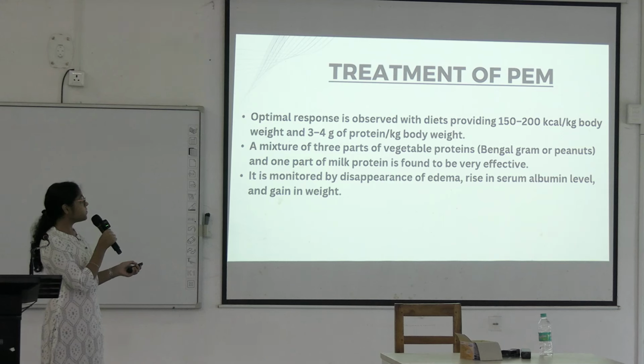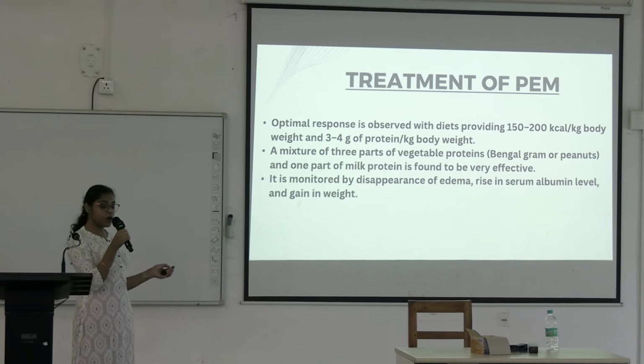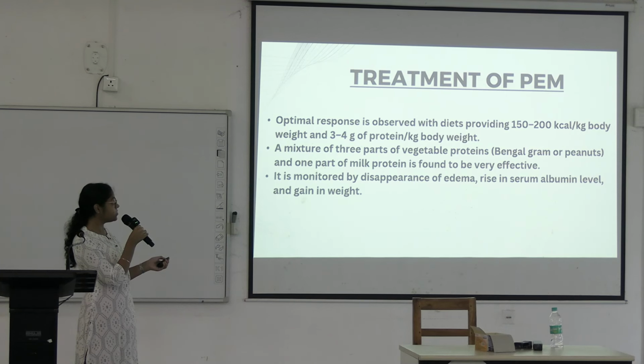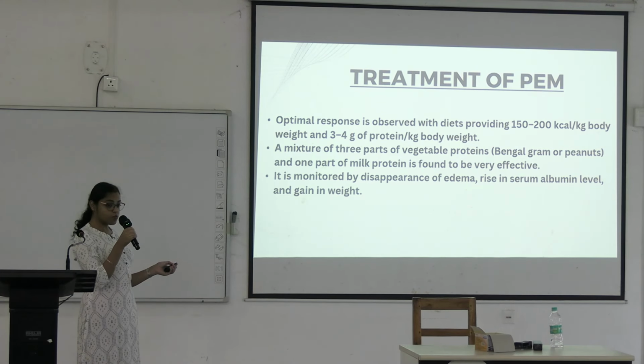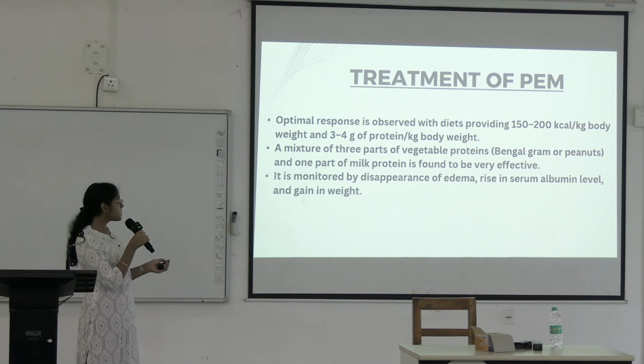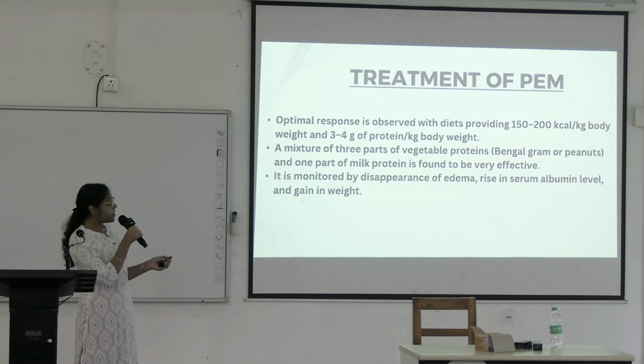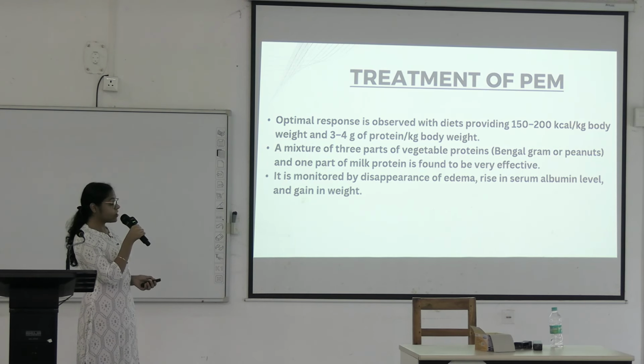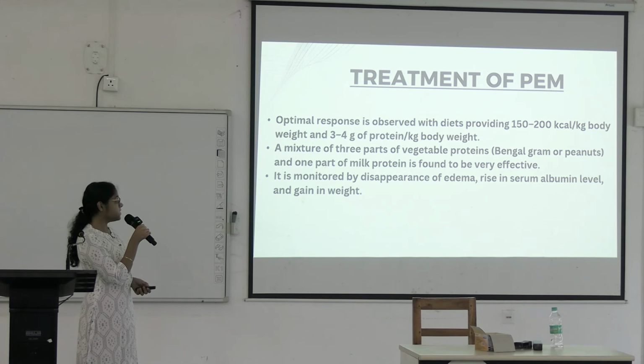Treatment of PEM. Optimal response is observed with diets providing 150 to 200 kilocalories per kg body weight and 3 to 4 grams of protein per kg of body weight. A mixture of 3 parts of vegetable proteins, Bengal gram or peanuts, and 1 part of milk protein is found to be highly effective. PEM is monitored by disappearance of edema, rise in serum albumin level, and gain in weight.